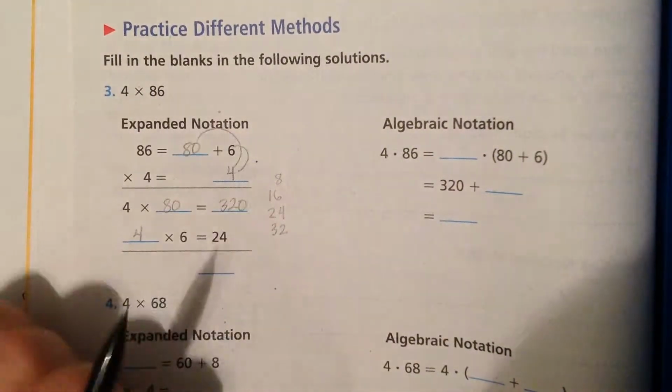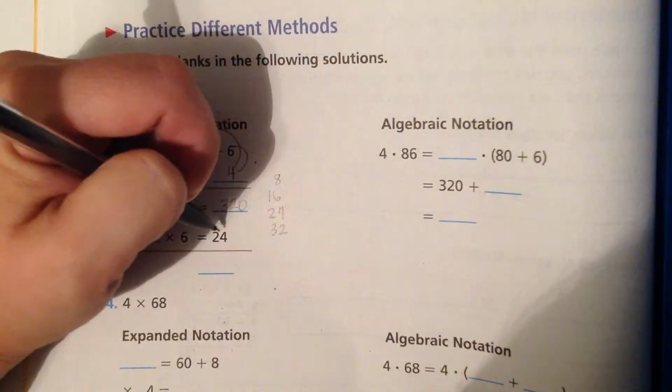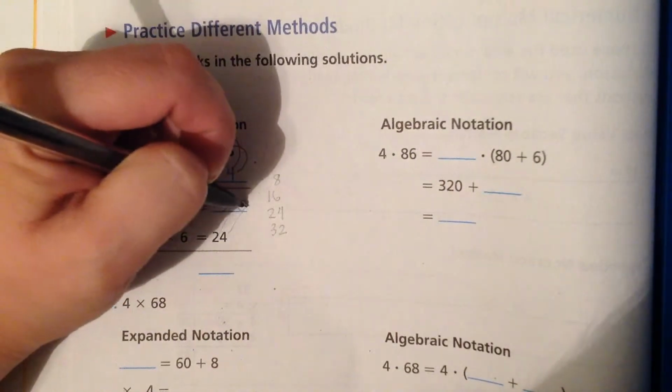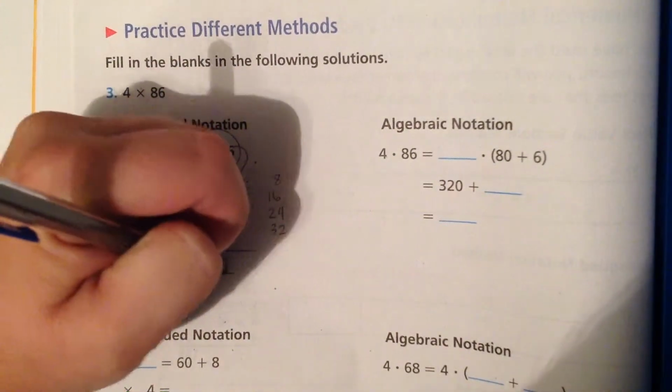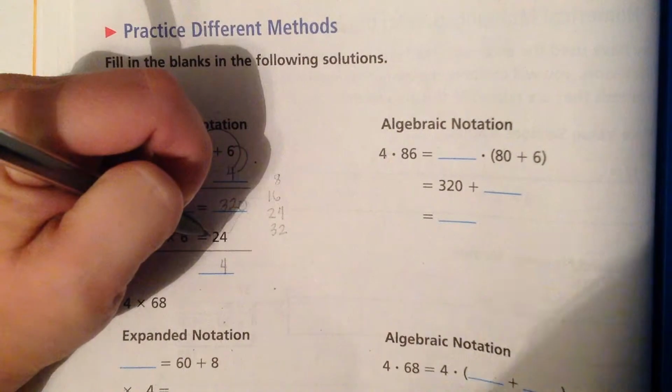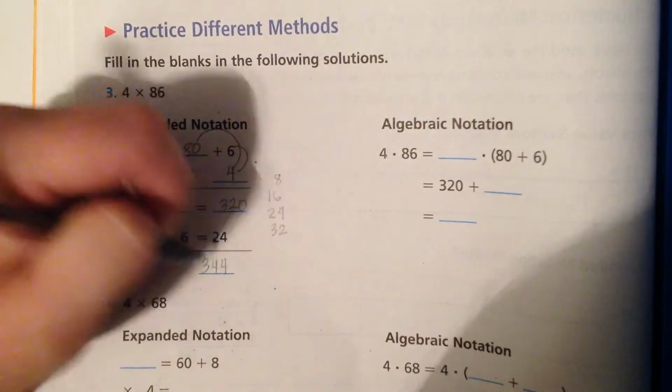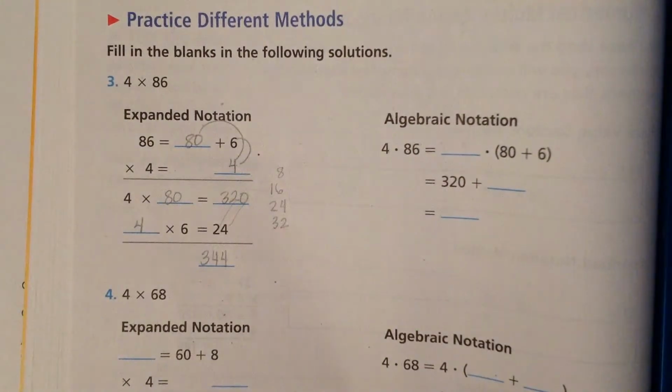And now I'm going to add down. I didn't line up my numbers here, so I need to remember these are my 1s, these are my 10s. So 0 plus 4 is 4. 2 plus 2 is 4. And my 3. So my answer is 344.